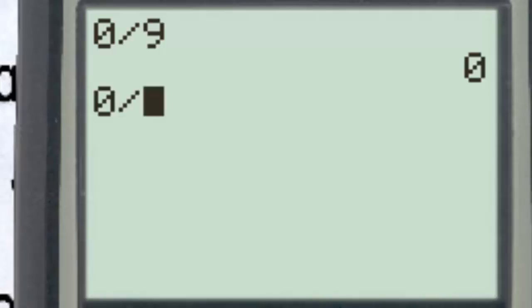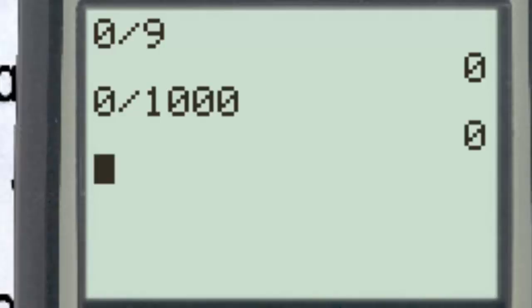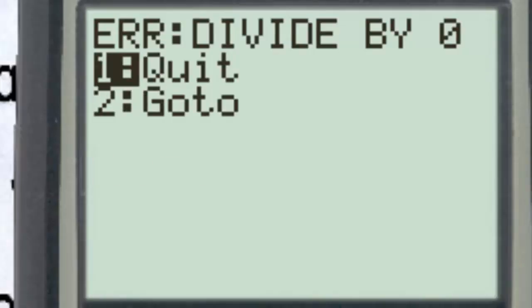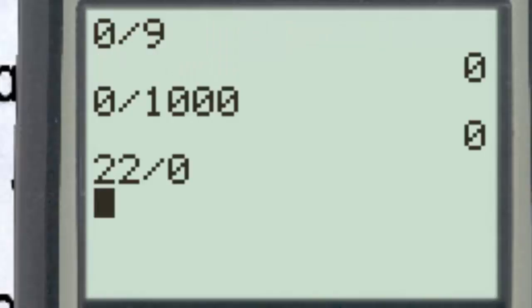0 divided by 1,000 is 0. All right. If I do 22, now this is going to be different. 22 divided by 0, it's going to give us an error. It's what we call undefined, so that won't work.